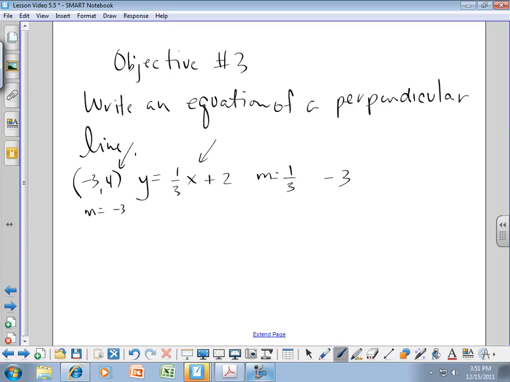All right. Let's use point slope form. Y minus 4 equals negative 3 times x minus negative 3. We should rewrite that. Y minus 4 equals negative 3 times x plus 3. All right? That's a perfectly good answer in point slope form.